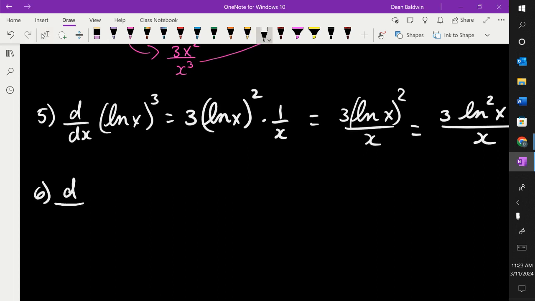6. Derivative of natural log root x plus 1. So, do we like radicals? We like exponents because we know how to deal with exponents. So I can rewrite this.